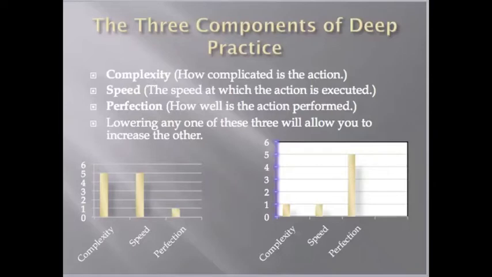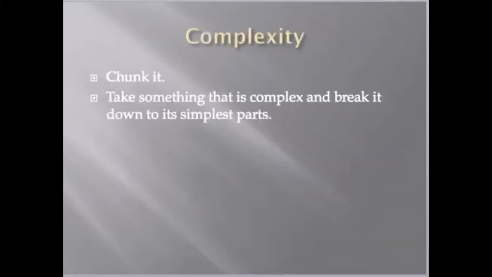So it'd be better to practice like the chart on the right. Lower the complexity, break it down into chunks, and then reduce the speed, and that will improve your level of perfection. And so here's the first component, complexity. That's all the pieces that go in. And so you'd take something that's complex, maybe shooting a basketball, throwing a football, and then you'd break it down into chunks. Take something that's complex and break it down into the simplest parts.